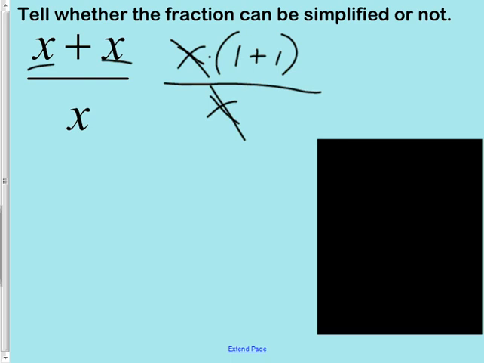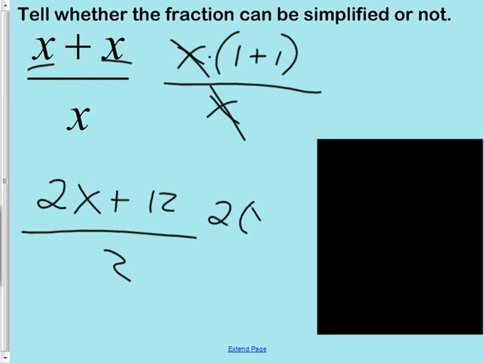See, that still works when I have this: 2x plus 12 over 2. Can or can't I cancel? The question you should ask yourself is, can I factor the top or bottom? Can factor it? You should. Once you factor it, you end up with this.